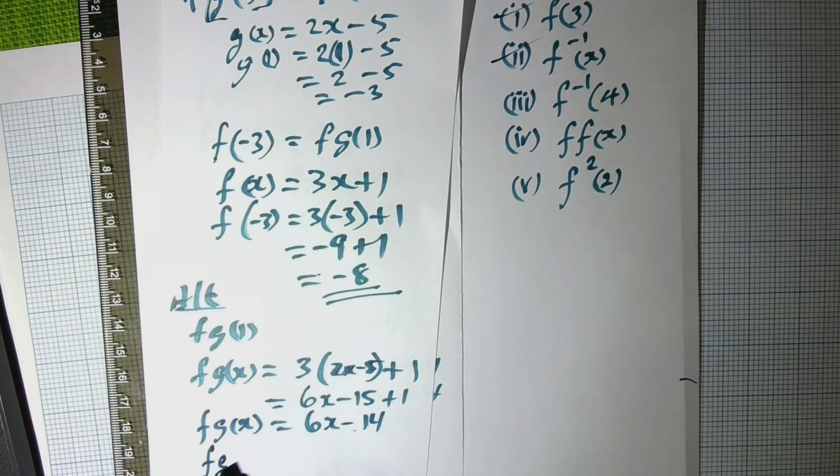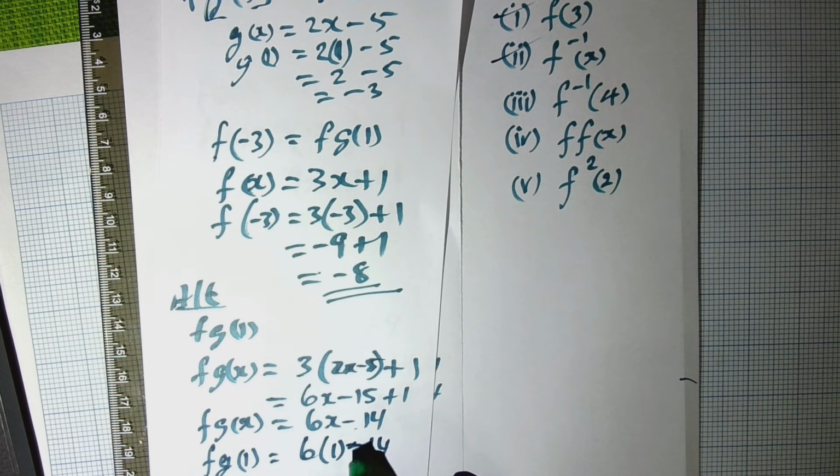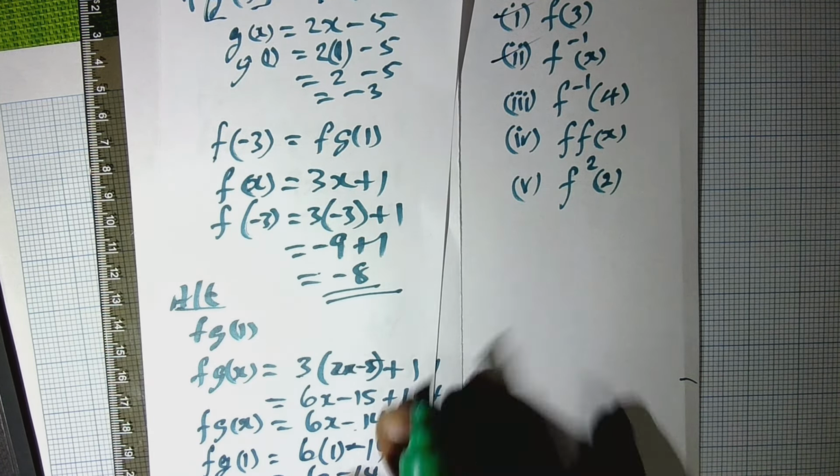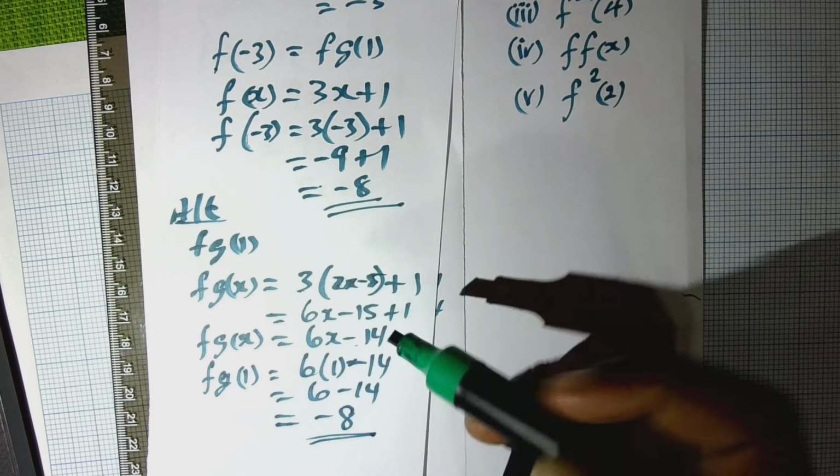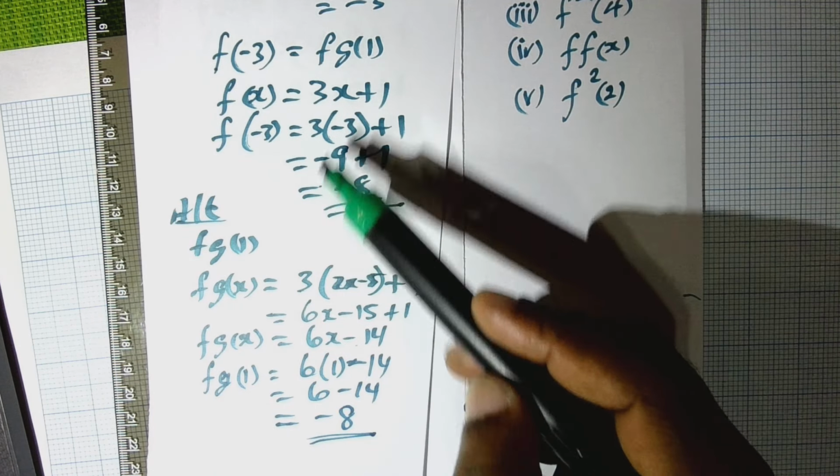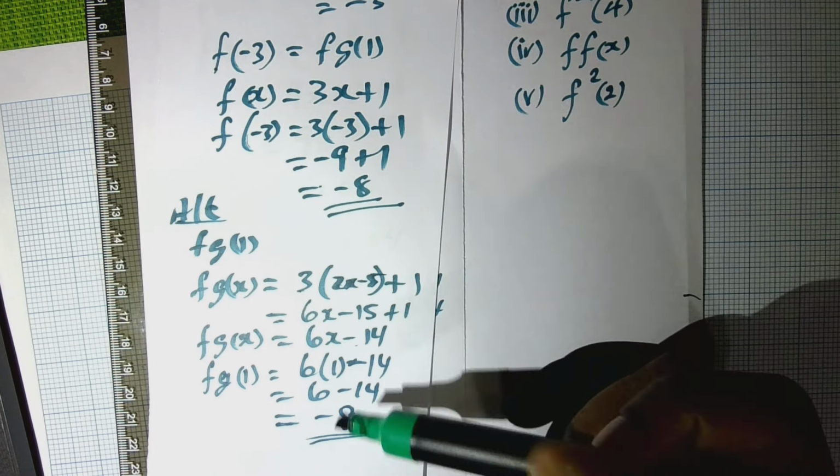Now we can input the 1 where x is. So it's 6 times 1 minus 14, and this gives us 6 minus 14, and this will give us negative 8. Do you notice that we get the same answer? Right, we get the same answer. Same approach, different approach, same answer.